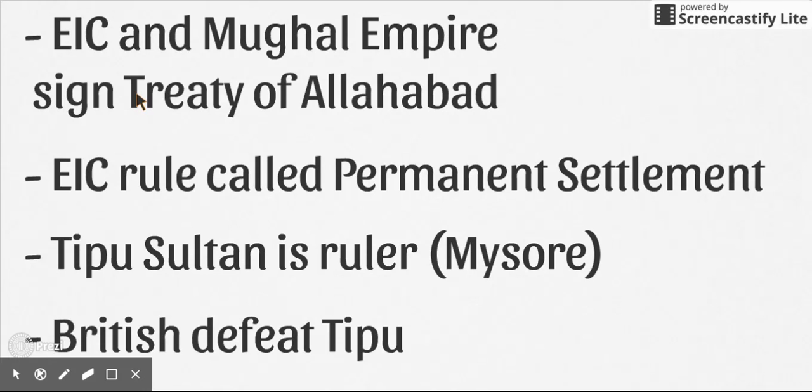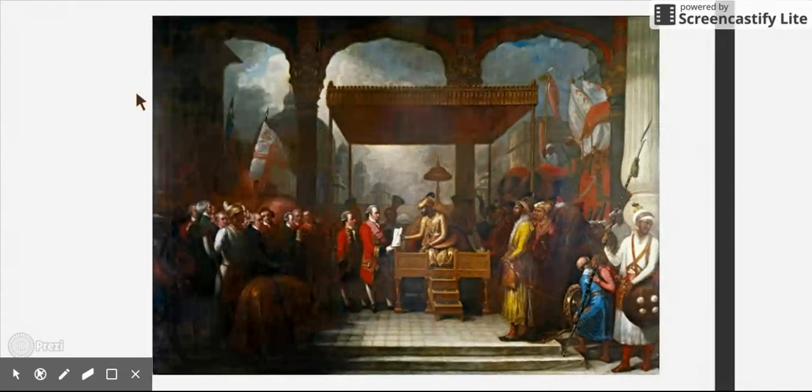When Tipu Sultan came into power, he was aware of the British presence, and the EIC still wanted to expand. But in his efforts to fix the British issue, Tipu was defeated, and the British took over the state of Mysore. Here is the signing of the Allahabad Treaty.